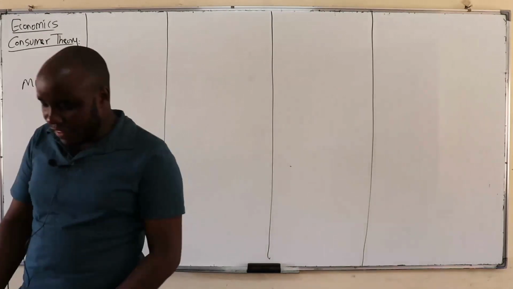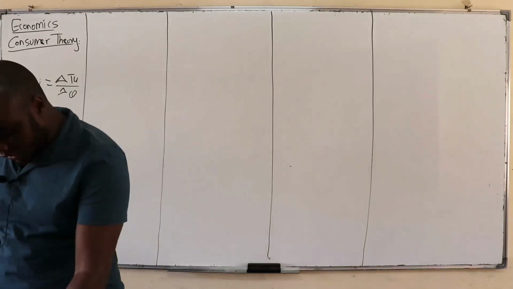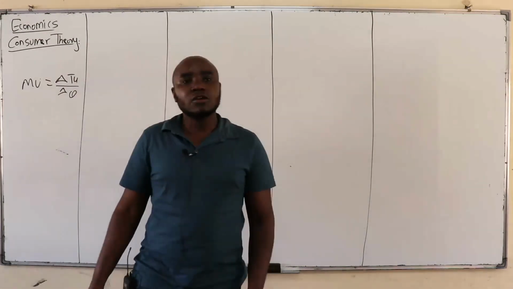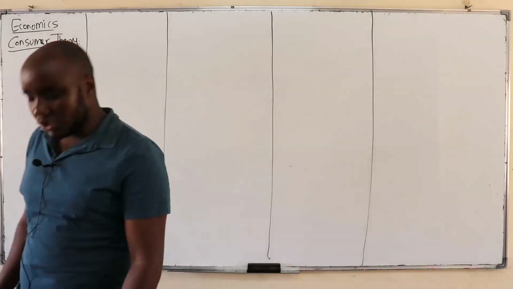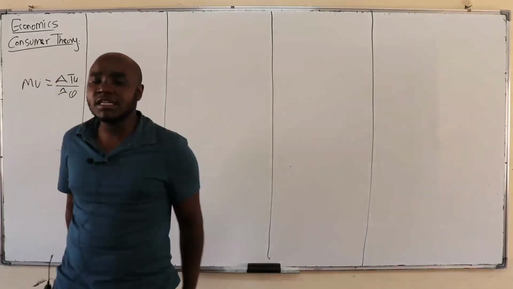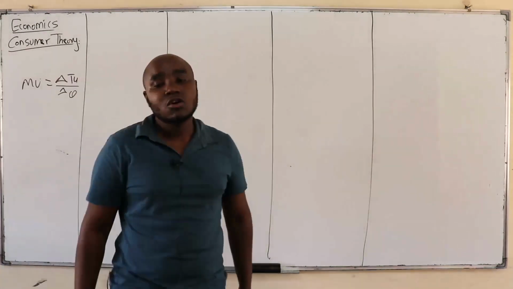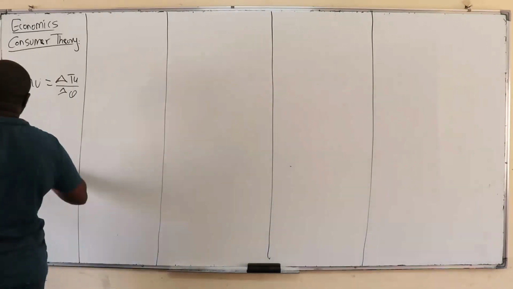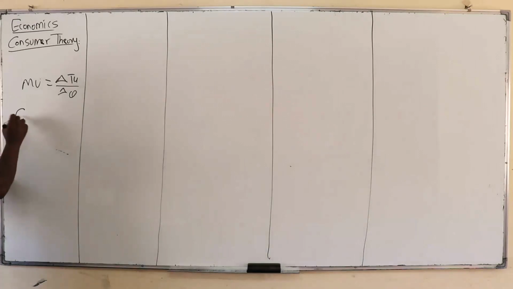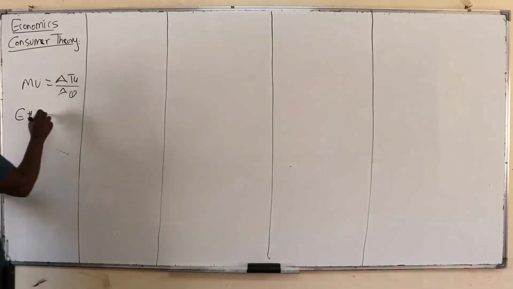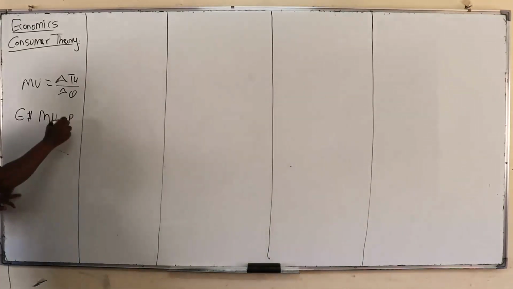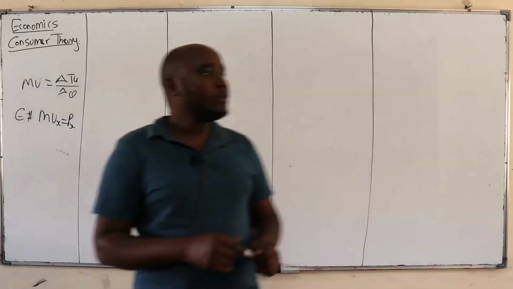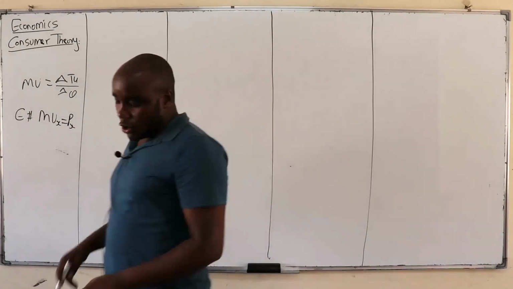Then we further talked about consumer equilibrium, and we say that the consumer is at equilibrium when the marginal utility of a certain commodity is equal to the price of that commodity. For instance, if you're talking about commodity X, at equilibrium the marginal utility of X will be equal to the price of X. That's where there is equilibrium, or the consumer is willing to consume.